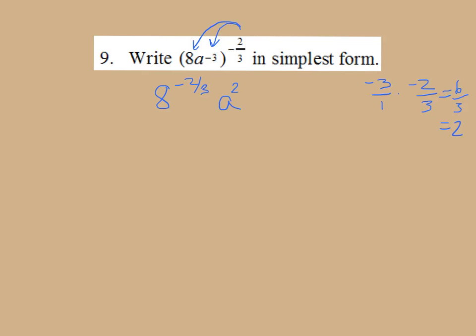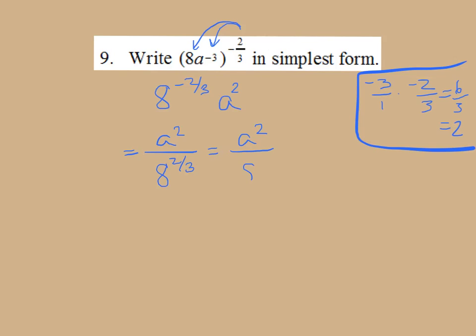And now the only other thing I have to look at is that this exponent is negative, and we're not allowed to have negative exponents. So what I need to do is I need to rewrite this with my a squared staying on top of the fraction, but my 8 to the 2/3 has to move to the bottom so that now I don't have a negative exponent. And now I'm going to just see if I can simplify that 8 to the 2/3. So I'm going to rewrite it in radical form. Get 8 squared under cubed root. And I really know that 8 squared is 64. So I have 64 under a cubed root.